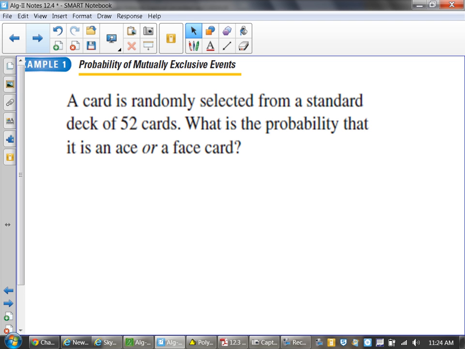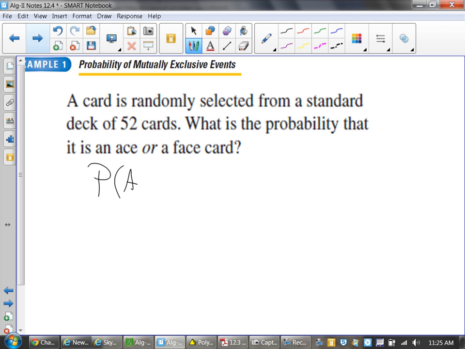A card is randomly selected from a deck of 52. What's the probability the card is an ace or a face card? Well, how many aces are there? 4. How many face cards are there? 12. So if I want to find the probability of an ace or a face card, well, there's 4 out of 52, 12 out of 52. Are there any of those overlapped? Nope. So your answer would be 16 out of 52.